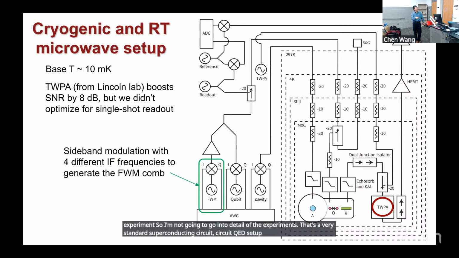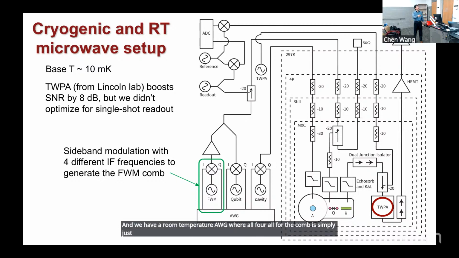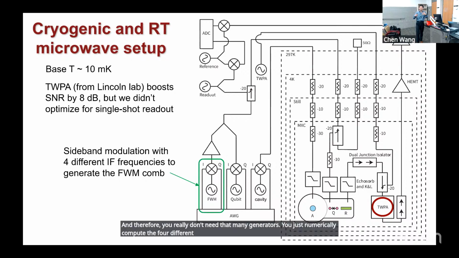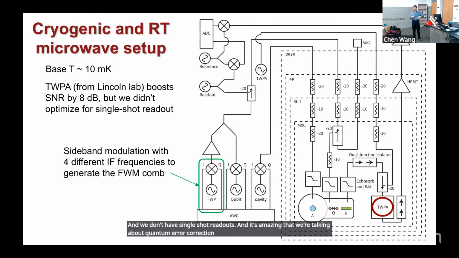This is our device. It's in the dilution refrigerator, and we have a room temperature AWG where the comb is simply done numerically, with the 4 different IF frequencies programmed in the AWG on the same carrier tone. Therefore, you really don't need that many generators. You just numerically compute the 4 different modulation frequencies and add them together to drive the system. And we don't have single shot readouts. It's amazing that we're talking about quantum error correction without being able to do good readouts. So we just drive the system.